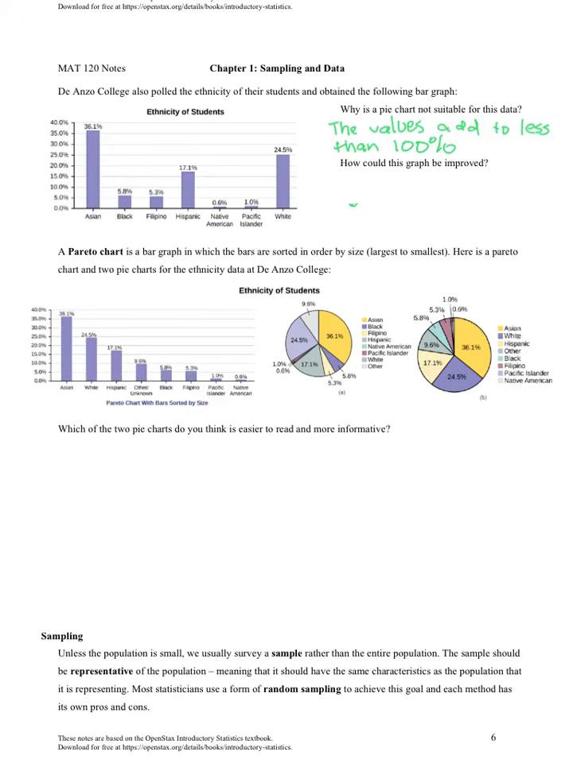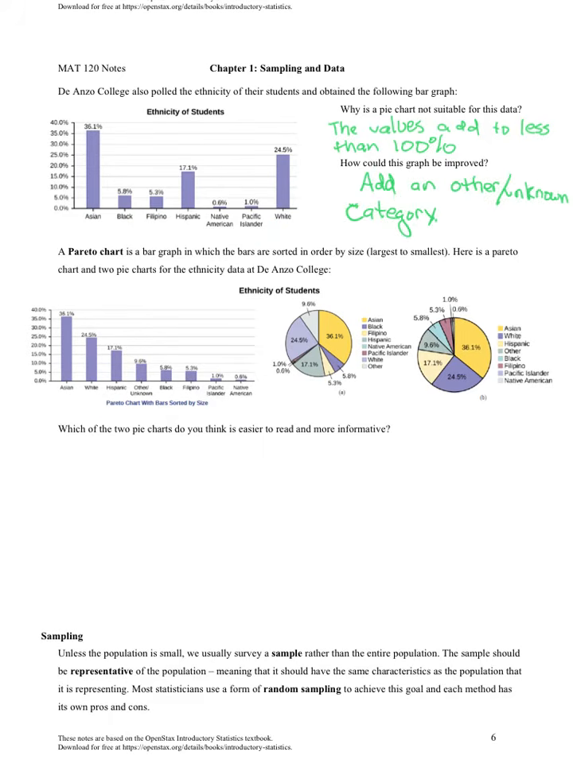The next question asks, how could this graph be improved? If we look at the categories below, is it possible we have students that don't fall into any of these categories? Or perhaps there are students that don't feel comfortable answering this question. We should have an other or an unknown category.